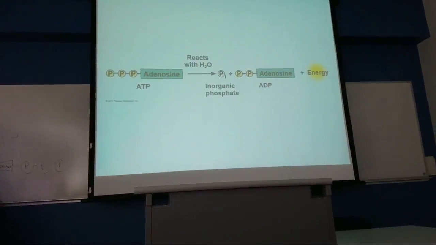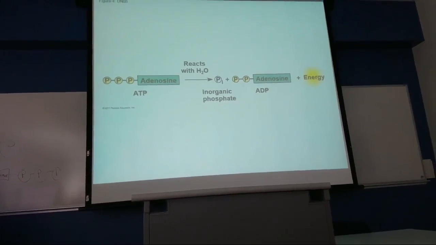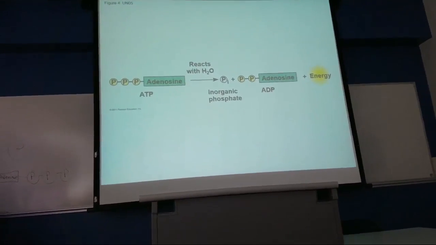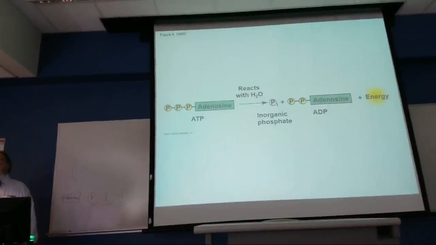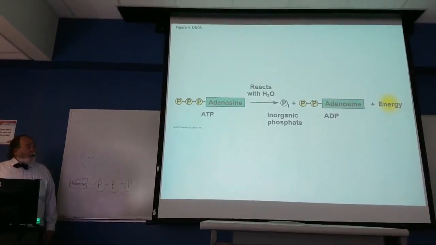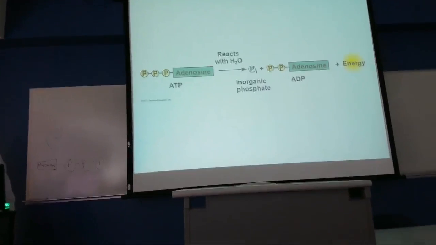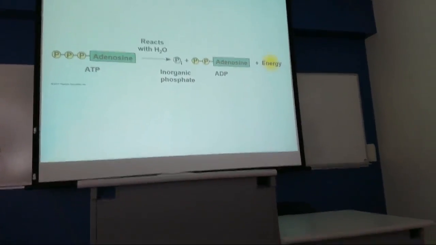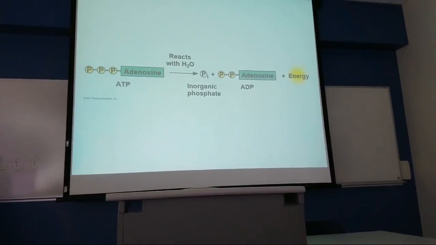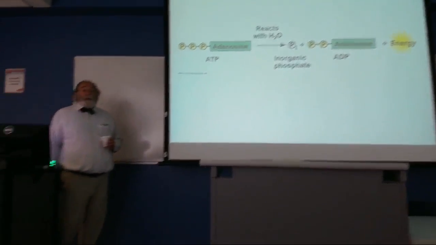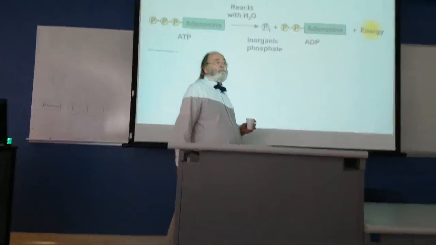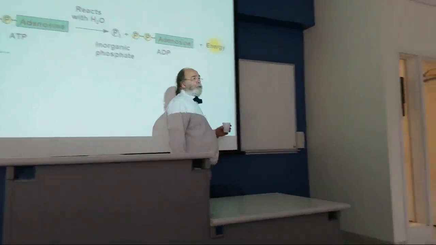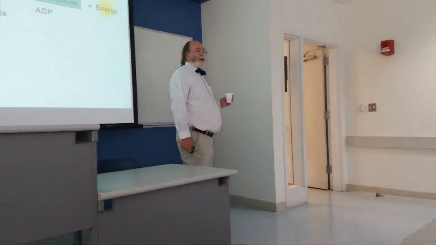This shows you what happens. ATP reacts with water. It gives off one of those phosphates on the end. It becomes then ADP because it only has 2 phosphates and releases energy. ATP does not last very long in your muscle cells, only about 5 seconds. So how do your muscles, when you run, how do you get that stored energy?